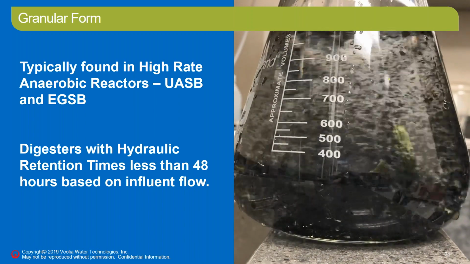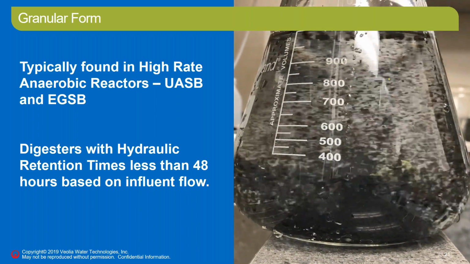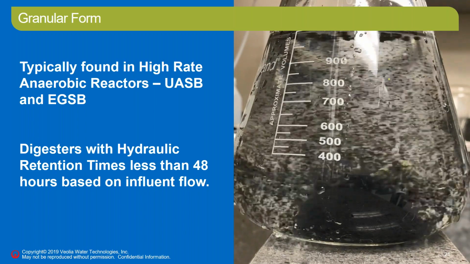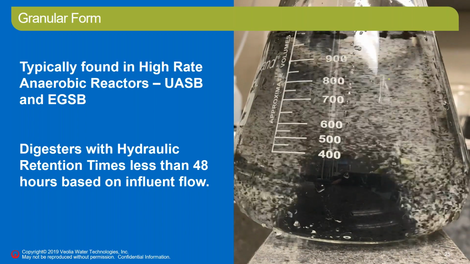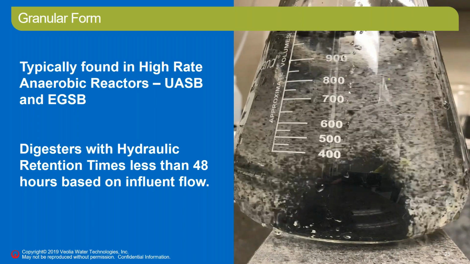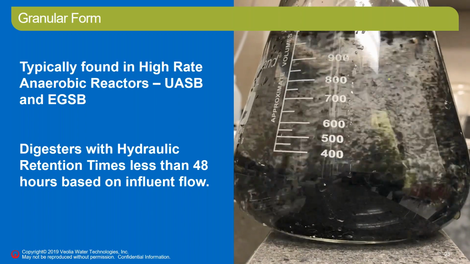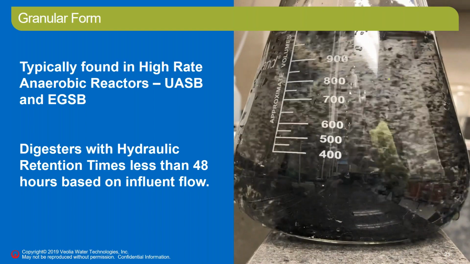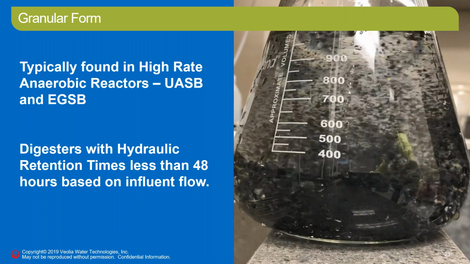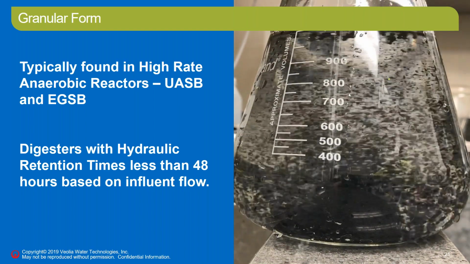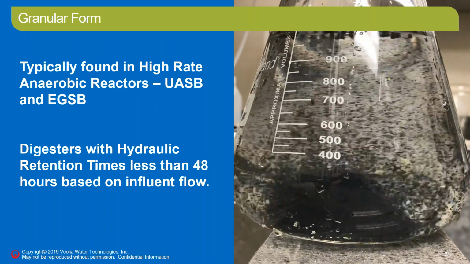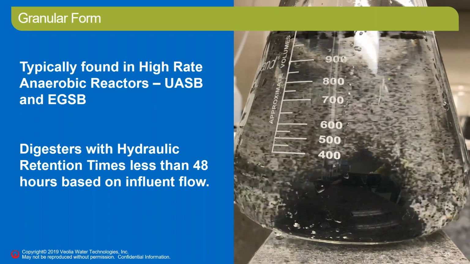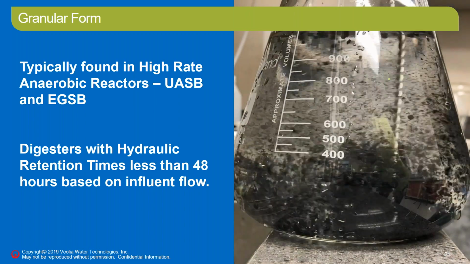So you get another parameter that has to be considered when you're designing a reactor. If you want granular sludge, the hydraulic retention time of the influent in your reactor is going to have to be less than 48 hours. If it's greater than that, it's likely that you're not going to form granules. You'll only have floc.